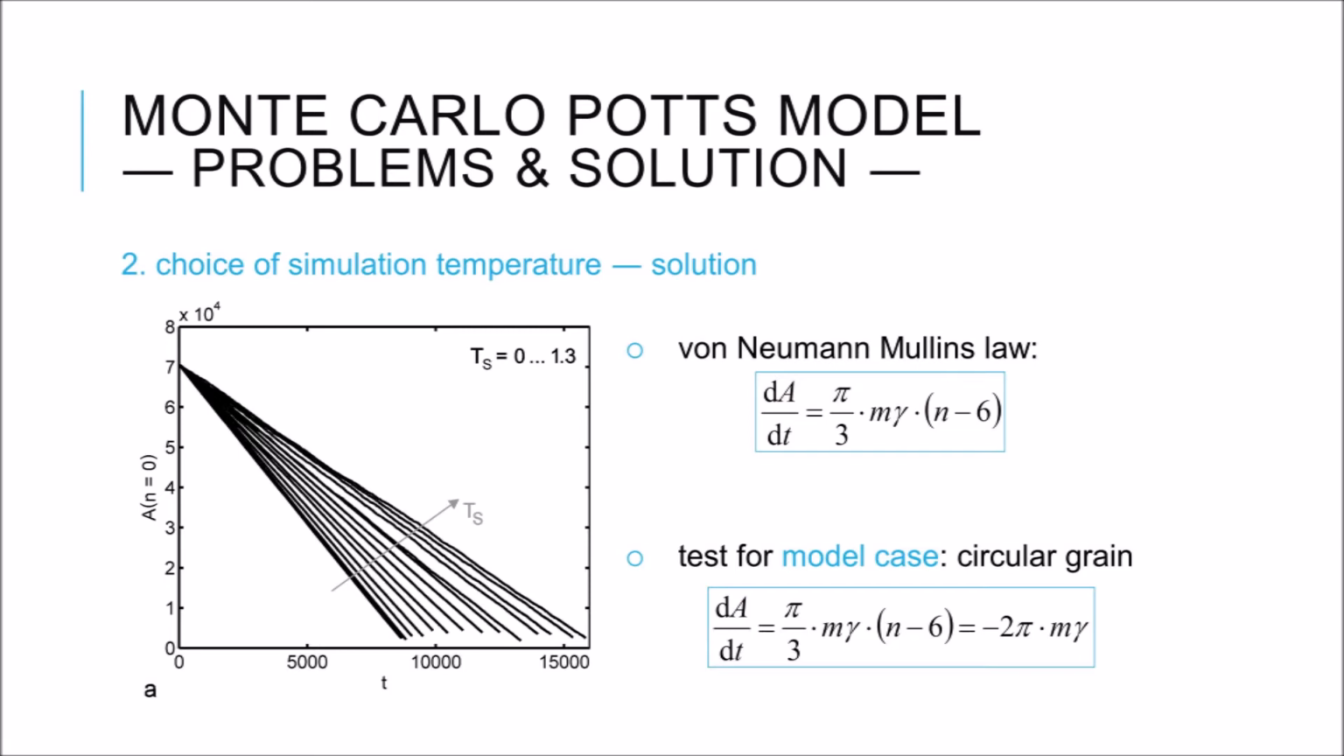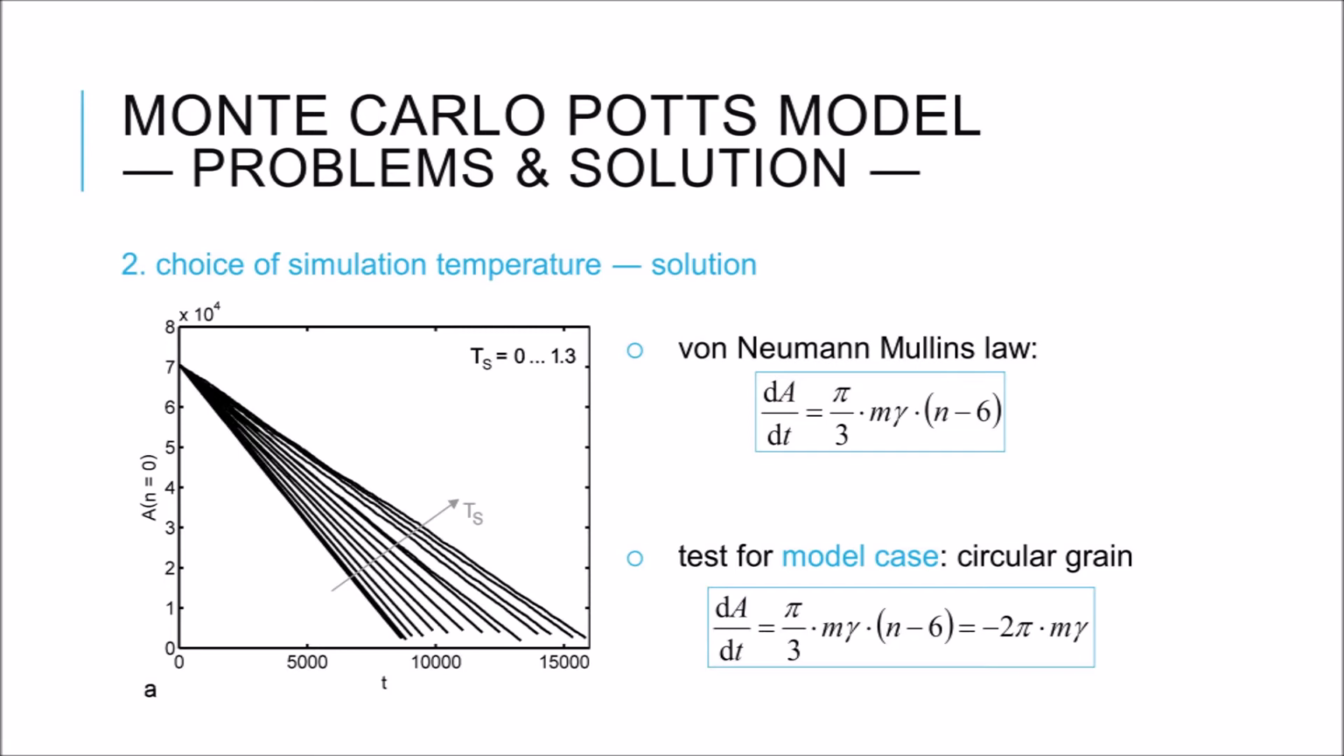For my current test case, I have taken mobility and energy to be equal to the maximum mobility and energy in the simulation. As a result, I can say that m and gamma are equal to 1 without writing any units here right now. So the area change rate of such a grain embedded in a larger matrix grain should be minus 2 pi if it's a circular grain.